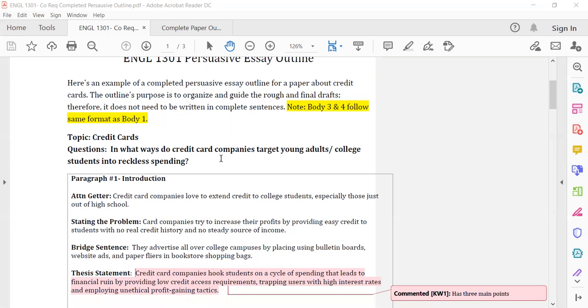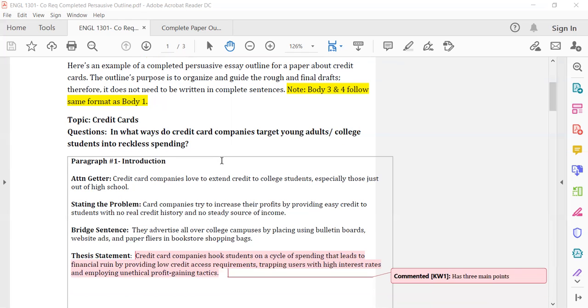So for this essay outline, I have given the topic of credit cards. That's my overall topic. The question that I will answer in this is, in what ways do credit card companies target young adults or college students into reckless spending? So that's kind of the question I'm answering. I believe that these credit card companies target younger students, young adults, college students into just spending a lot of money and going into debt. And so I'm going to try to persuade you to think that way as well.